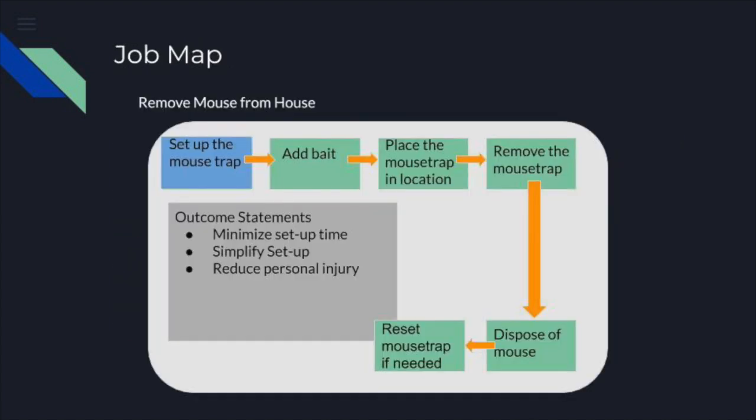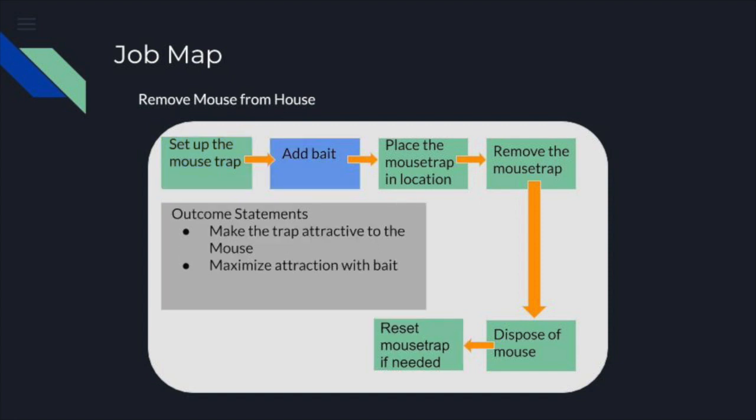The first step in our job map is to set up the mousetrap. And our outcome statements from the setup phase: we want to minimize the setup time, simplify the setup, and reduce personal injury opportunities from setting up the mousetrap. Step 2 is to add bait to the mousetrap. We want to make the trap attractive to the mouse and maximize the attraction with the bait.